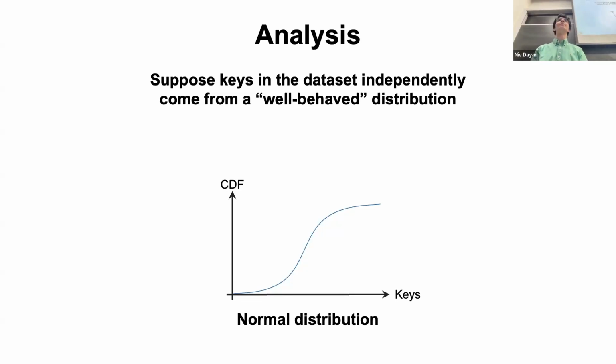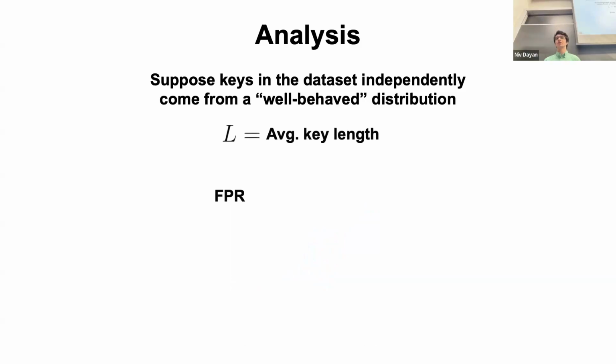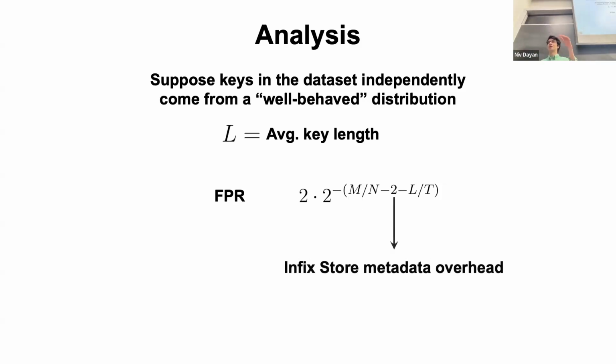Okay. So under these assumptions, we're also going to define L to be the average key length. If you do this, then you can show that the FPR is this expression over here. So let us dissect it. M over N is going to be the bits per key budget. The 2 over here is the metadata overhead for the infix store, because for each slot, you're storing an occupied bit and a runends bit.